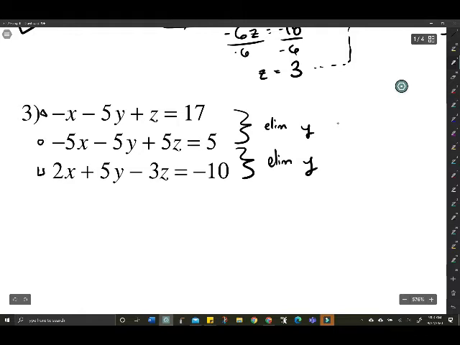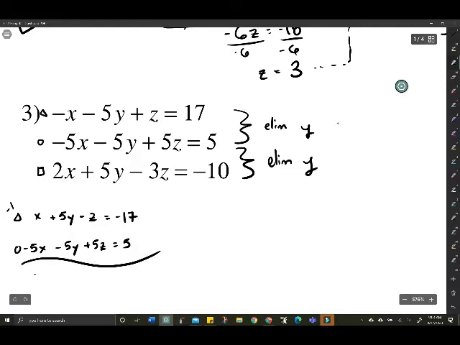Triangle, circle, and star. Triangle and circle. I'll multiply triangle by negative 1 this time. X plus 5y minus z is equal to negative 17. Negative 5x minus 5y plus 5z equals 5. Shake and bake. Negative 4x, y's are gone, plus 4z equals negative 17 plus 5, negative 12. And we'll hang on to that.